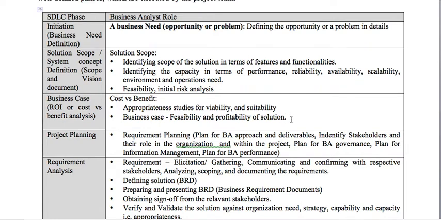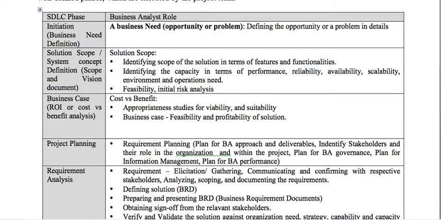Let me write it down here: benefit versus risk analysis. So here also, if we decide to implement a solution, what are the possible benefits, and also what are the risks involved. If the benefit versus risk is acceptable, then we can present the business case to the sponsor and seek the funding.